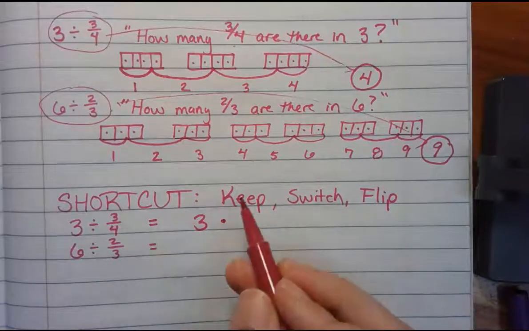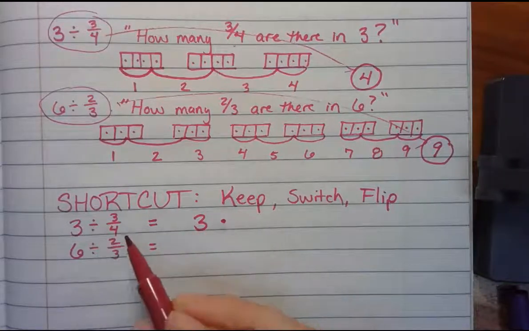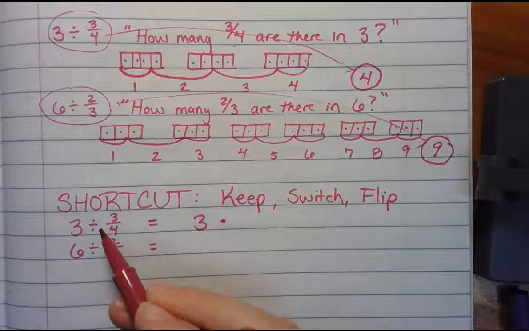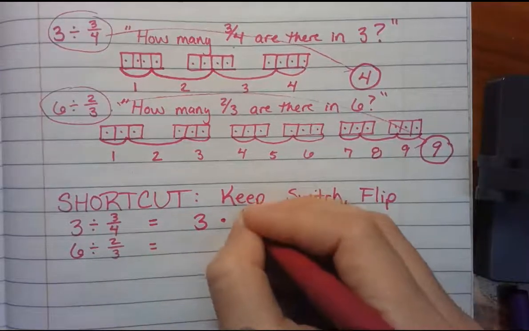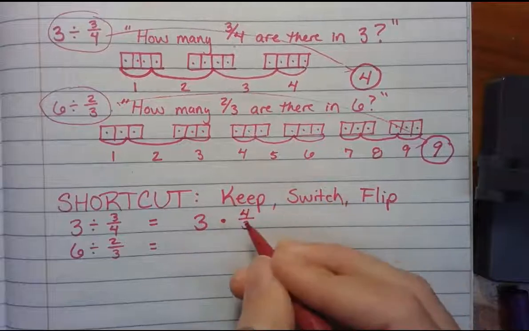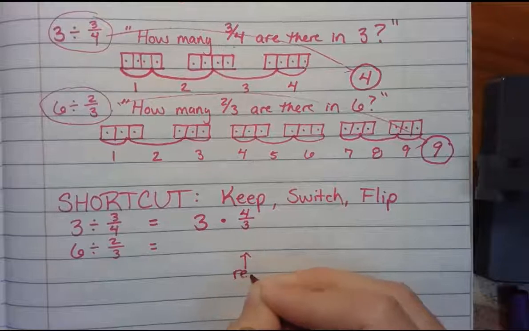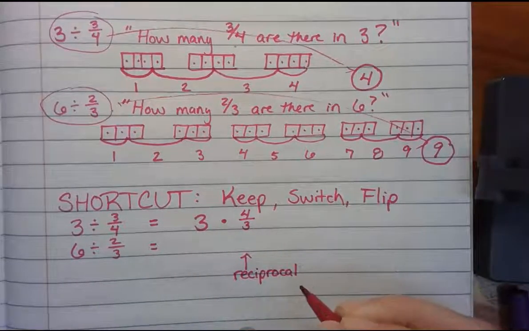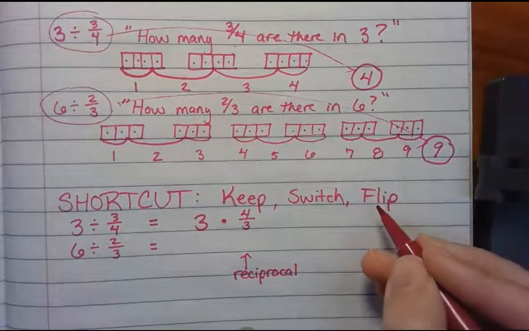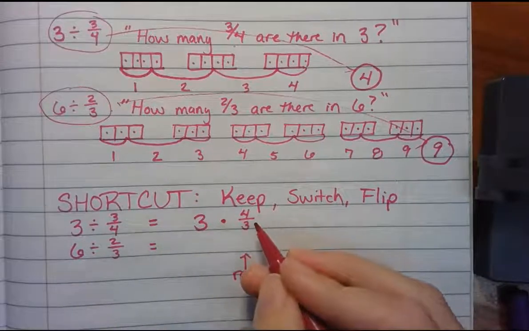And then once we have kept the first number, switched the sign from division to multiplication, what we're actually going to do is we're going to flip this second fraction, the second number, on its head. So we're actually going to flip it to 4/3. This is what we refer to as the reciprocal. And reciprocal is just a fancy way of saying flip. It's just taking a fraction and flipping it. So 3/4 flips to 4/3.